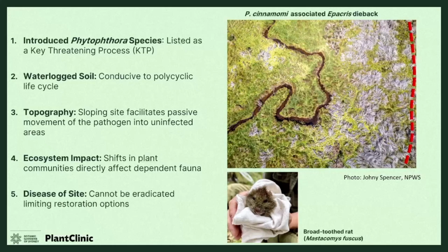So this summarizes everything I've been talking about, because here you have an introduced Phytophthora species. You have waterlogged soil, so it's conducive to the production of zoospores. You have a sloping site on a drainage line, so these zoospores are going to move down slopes into uninfected areas. This is changing the entire plant community, and the Epacris is actually key habitat for the broad-toothed rat. And then, as we know, it produces these resting spores, so this will be a disease of site now, and that limits restoration options going forward. So I doubt you could ever really plant Epacris here again.